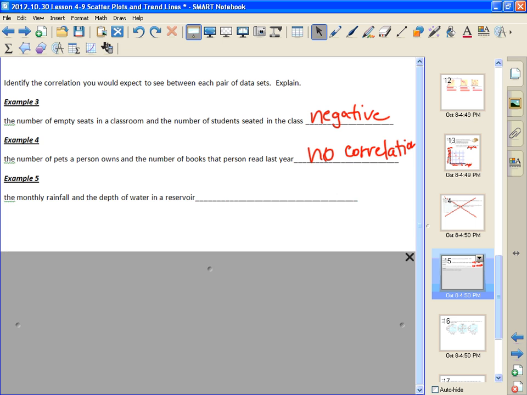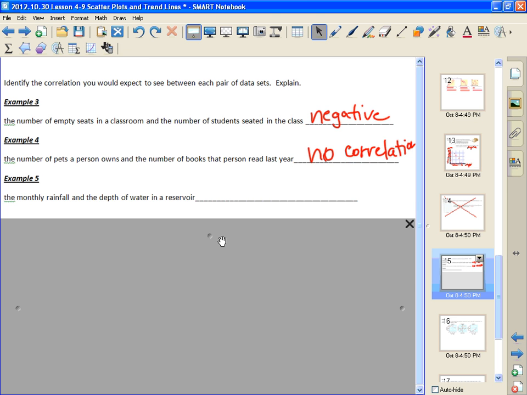Okay, then on the last one, it says the monthly rainfall and the depth of water in a reservoir. So if the monthly rainfall increases, what would happen to the depth of water in the reservoir? It would increase, right? So if they're both increasing, then that would be a positive correlation.